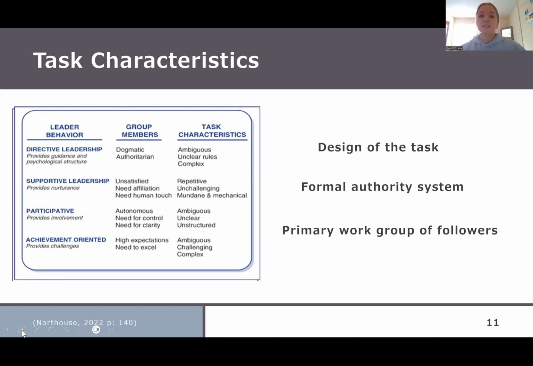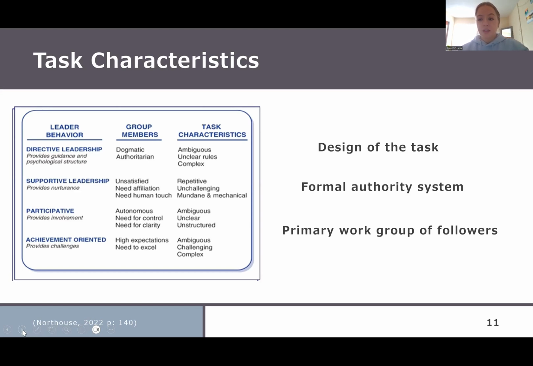All right, so next, task characteristics also play into this. So not only are we looking at the different leadership behaviors and the different follower characteristics, now we have task characteristics. So that's the design of the tasks itself, the work that you're doing. So if you look at this chart, we already talked about those leader behaviors, so you can skip that section, and group members, that's the follower characteristics. So look at the last column where it says task characteristics.